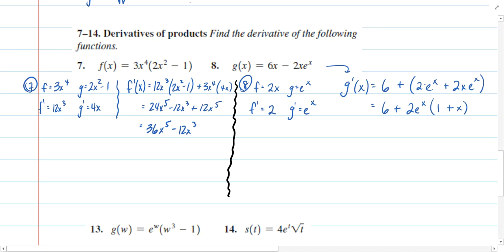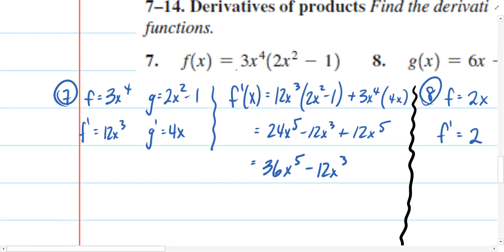So in problem number 7, that was pretty straightforward. Hopefully you recognized that 3x to the 4th and 2x squared minus 1 are the two functions we can use to find this function's derivative. Now, even though this function is labeled as function f, we could still use this abbreviated notation, f and g, off to the side when determining our components and their derivatives. I think this solution would be pretty good, and this final solution would be pretty good. If you're going to simplify this first answer, I wouldn't stop halfway. I would go ahead and take it all the way down to the end here.